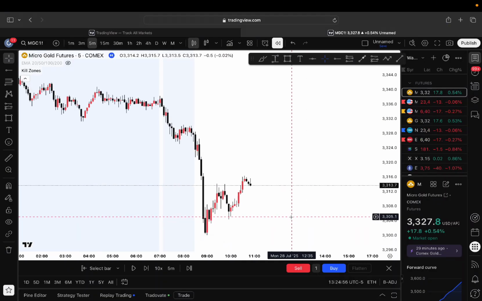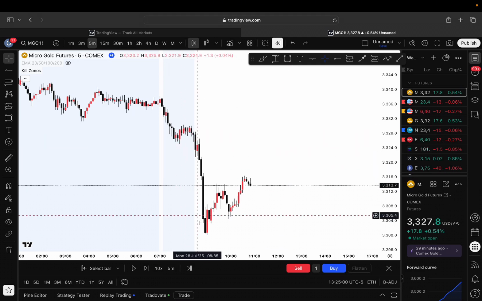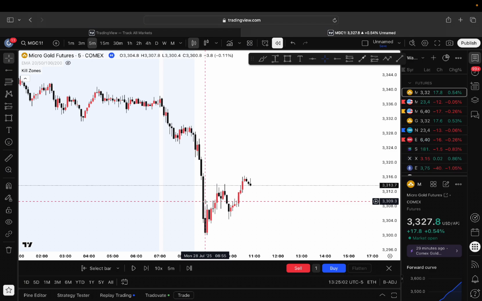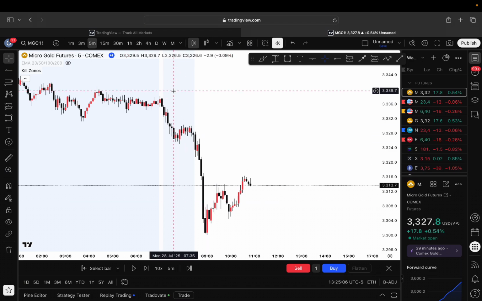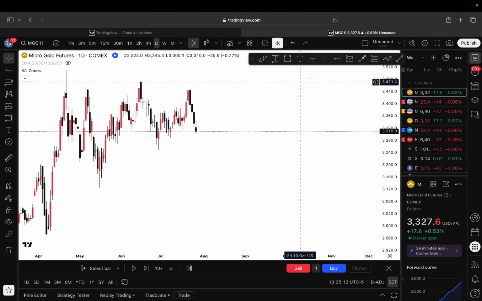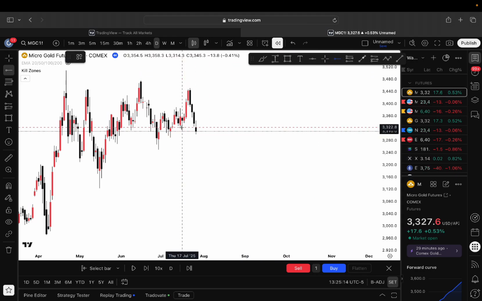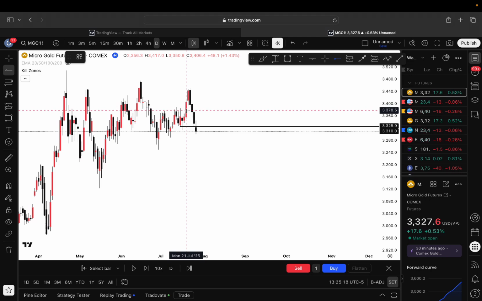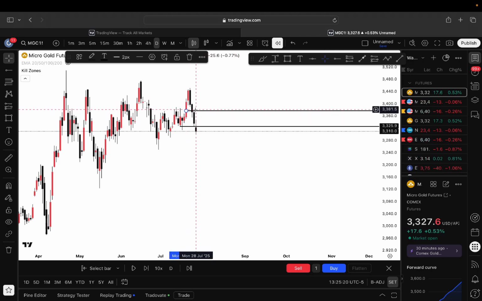Alright guys, so this is the trade that I took yesterday, which was on Monday. I took this trade going for sales. I'm going to show you how I entered this trade, what I marked, and things like that. First things first, I go to the daily to mark our previous daily low and daily high. If we're on Monday, we want to mark Friday's daily low and daily high.